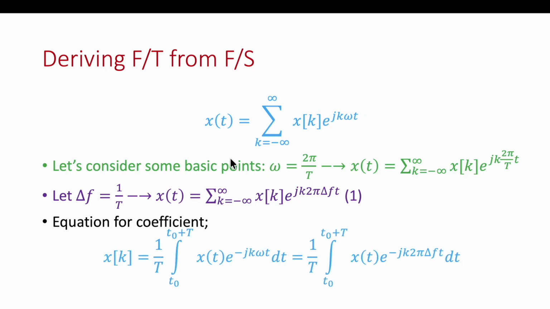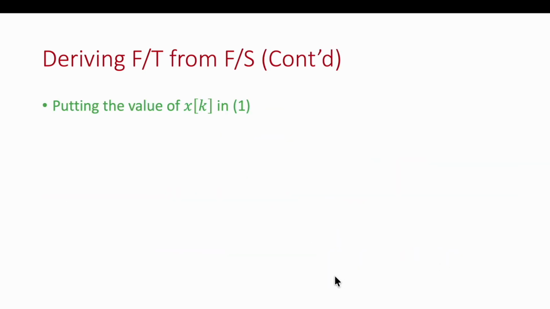Equation for the coefficient of approximation: you already drew this equation in our previous lecture, which is equal to 1 over T, integral where the lower limit is t naught and the upper limit is t naught plus capital T, x of t e raised to the power minus j k omega t dt, which can be written using these assumptions, del of f and omega equals 2 pi by T, which is equal to 1 over T, and then integration x of t e raised to minus j k 2 pi del of f t dt.